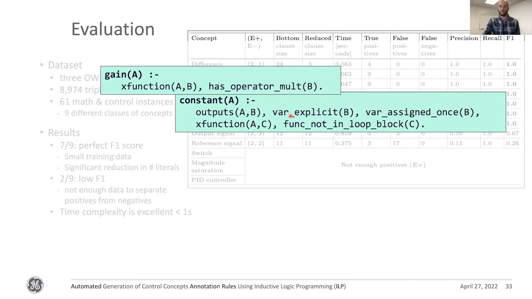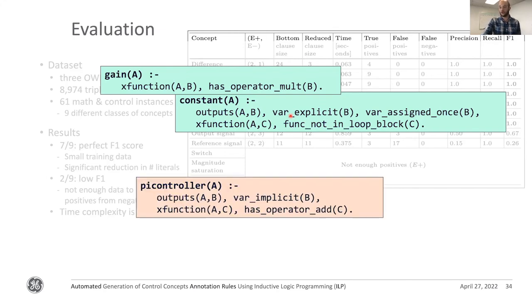And then if we look at the PI controller, even though it got a perfect F1 score, we see that it's not exactly describing a PI controller. It says it has an implicit variable, and that statement goes to a function that has the operator add. But we know that that does not exactly describe a PI controller. So in this case, if we had more examples in the data to select from, we would have a better reduced clause, or a more accurate description of the clause. So these are some notes even for the results that are complete.